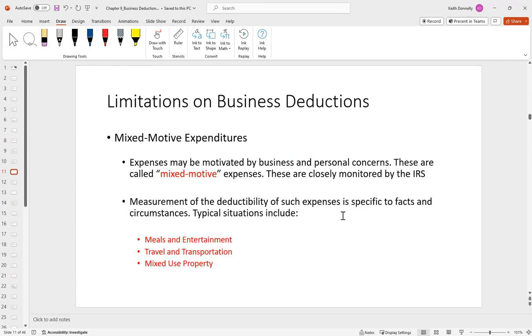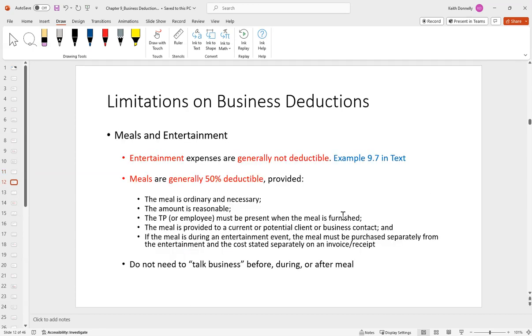Okay, next thing here, mixed mode of expenses. So these are situations where a type of expense can be conducive to both personal use and business use, right? So the IRS carves out some rules for when you incur these. How much do you get the deduction for? So we have M&E, meals and entertainment. We have travel and transportation, and then we have mixed use property, right?